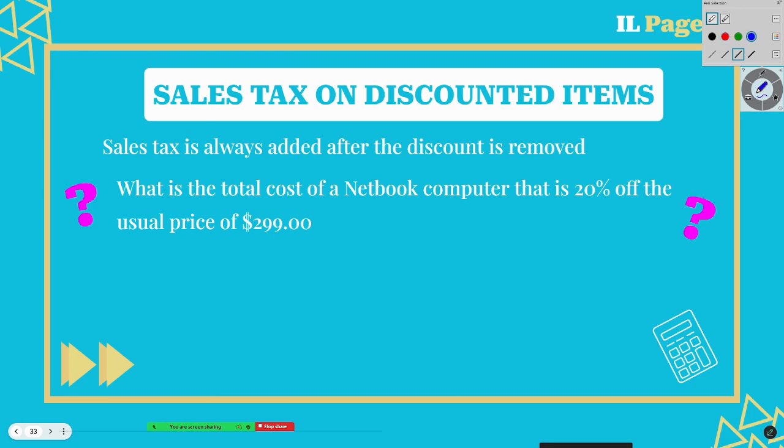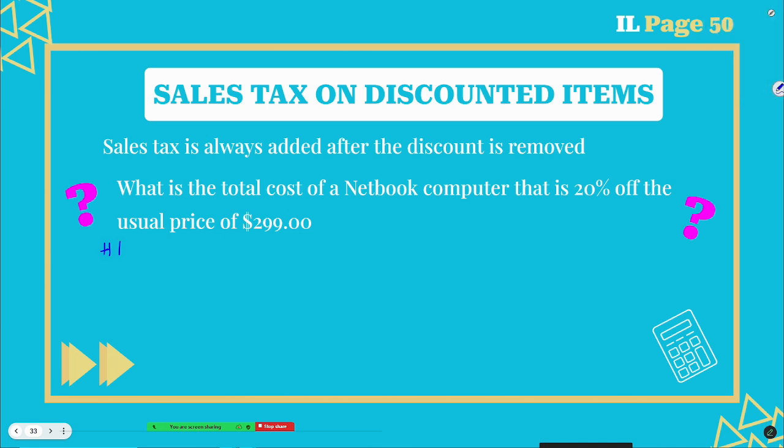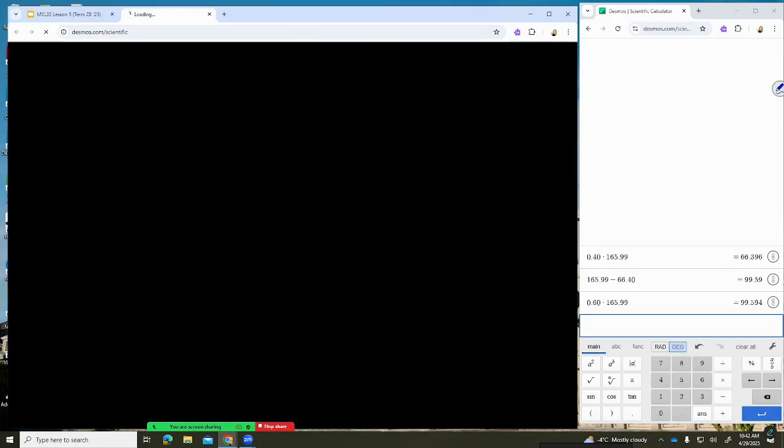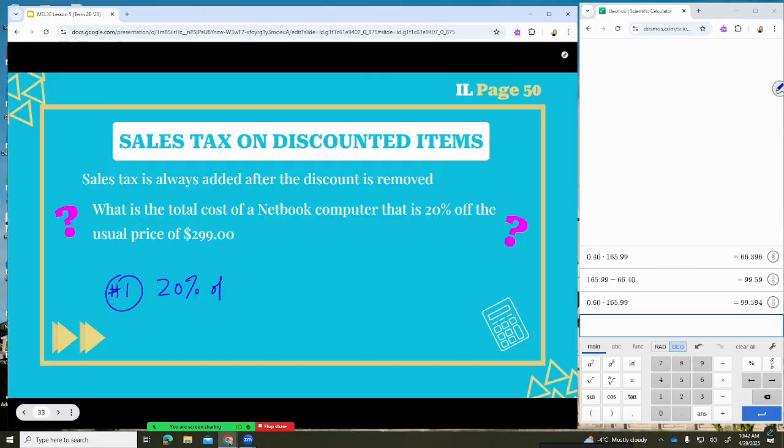So the first thing we have to do, step 1, is find out what our discount is. What is the total cost of a netbook computer that is 20% off? So we find, step 1, we find 20% of, and I should make this smaller so that I've got more room to write. Here we are, step 1. Oh boy.